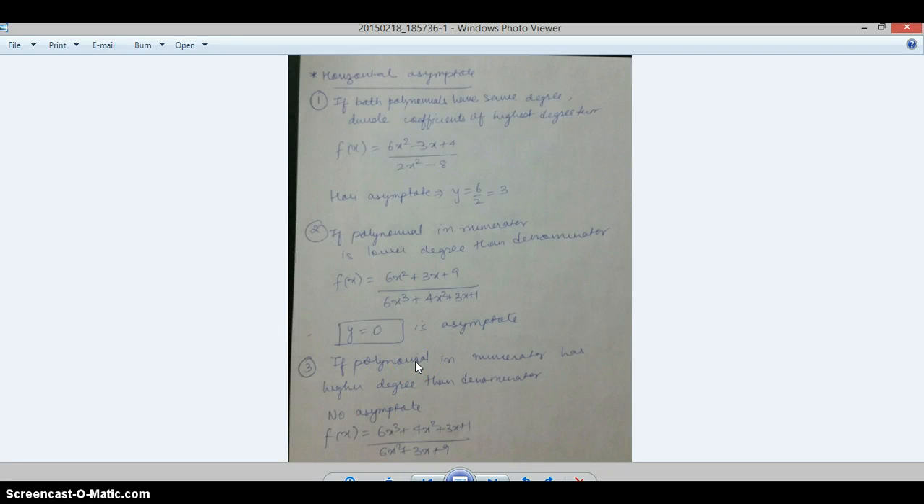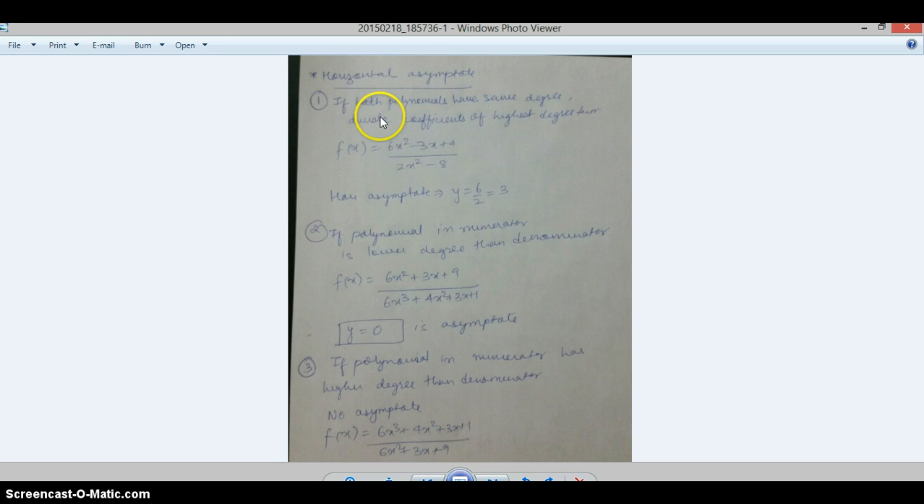Hi everyone. So the question was how to find asymptotes. Now there are three types of asymptotes: horizontal asymptotes, vertical asymptotes, and slant asymptotes. So let's have a look at horizontal asymptotes. There are three cases, three ways.